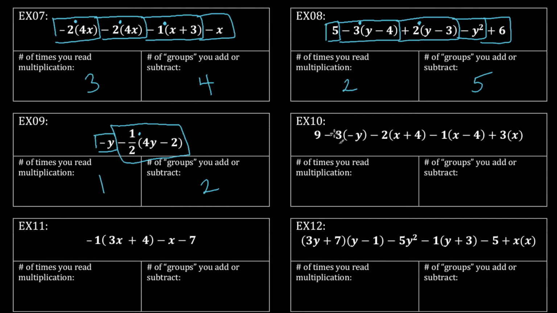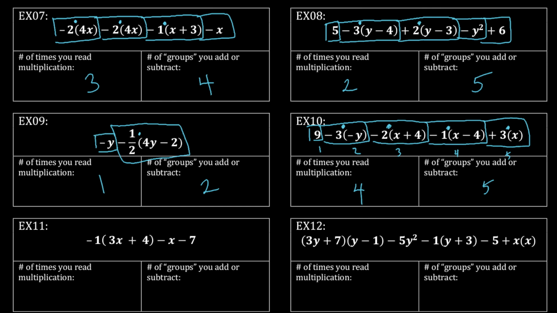This next one reads 9 minus 3 times negative y minus 2 times x plus 4 minus 1 times x minus 4 plus 3 times x. So that's 4 multiplications. I start with 9, and I take away 3 times negative y, and I take away 2 times x plus 4, and I take away 1 times x minus 4, and I add 3 times x. There are 1, 2, 3, 4, 5 groups.